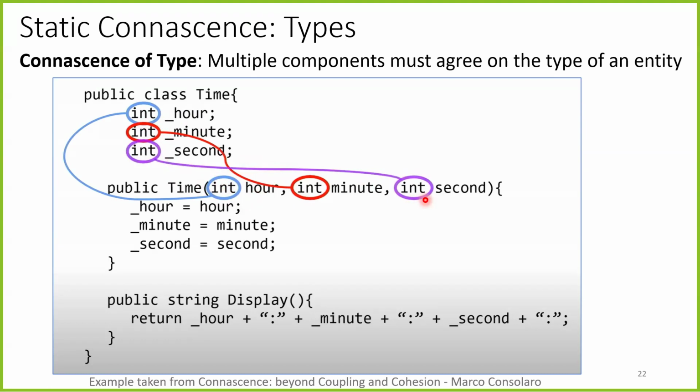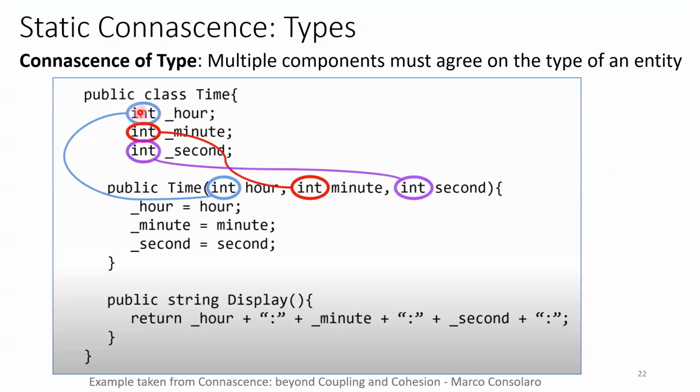Now let's say there is another class using this time class that you define in one module. They must know the types you define for your attributes here. So we must agree among these components what type hour will have, what type minute will have, and what type second will have. And you may ask yourself, and actually here I want to ask you: what do you think? Can we have any other possibility here instead of int?